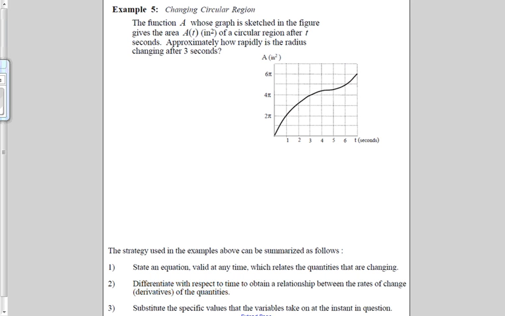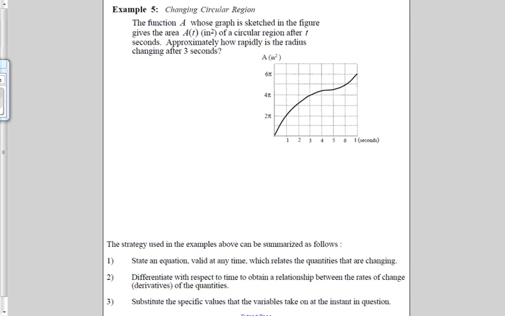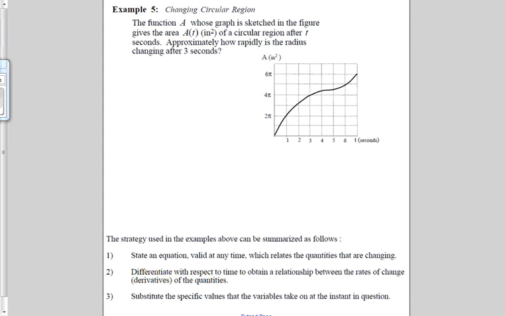it's the same type of problem, but it looks really different. And so this requires us to use a more graphical analysis than algebraic analysis. So in all of these problems, if we look down at the bottom here, we're following the same 3 things. We state an equation that's valid at any time, which relates the quantities that are changing. Then we differentiate with respect to time to get a relationship between the rates of change, and then we substitute specific values in. So we're going to follow the same strategy for this above problem.